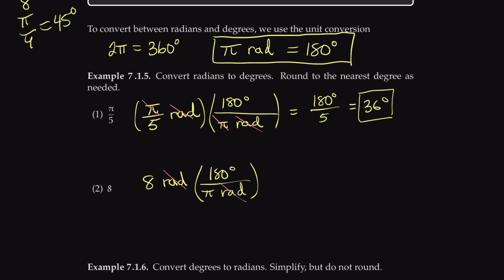And so we have 8 times 180 degrees in the numerator, and that is divided by pi. And so we can simplify that. It's said to round to the nearest degree as needed, and so what we can do is throw this in a calculator at this point. For this class, you'll want to use a scientific calculator that has a pi button, and when you do that, you're going to get approximately, it looks like 458 degrees.